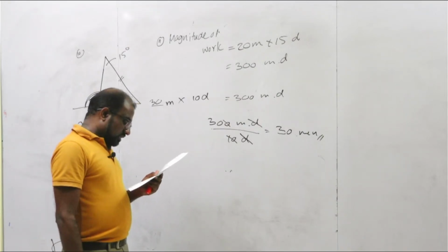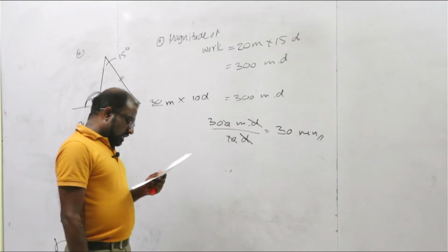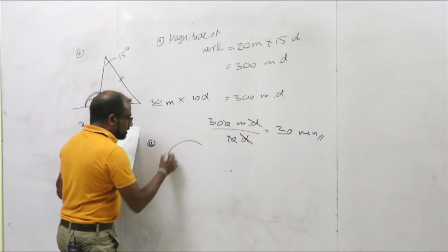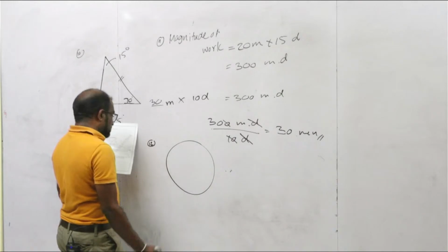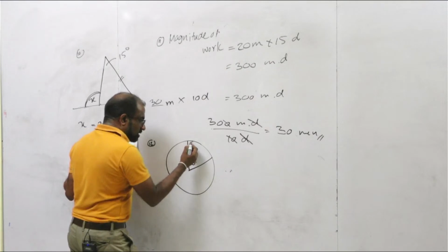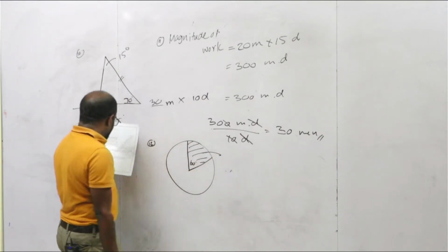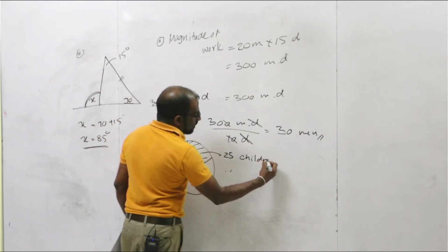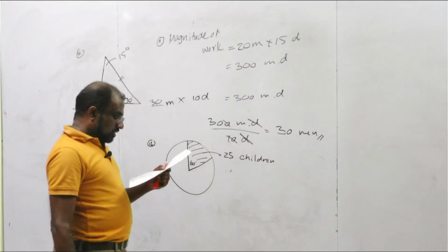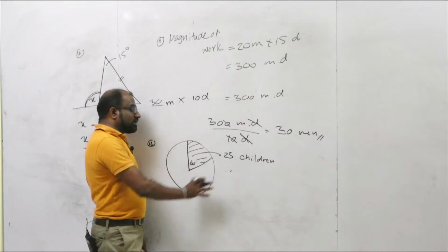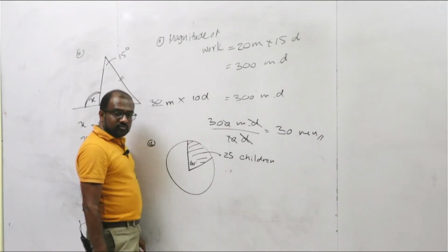12th question. In a pie chart, an angle of 60 degrees represents 25 children. In a pie chart, 60 degrees, something like this. This particular area represents how many? 25 children, right? So, what is the total number of children represented by the pie chart? Okay.